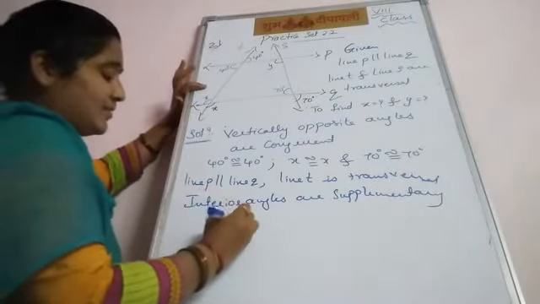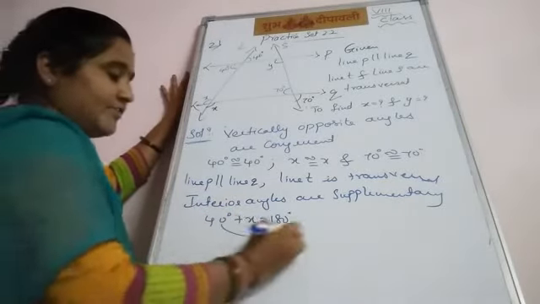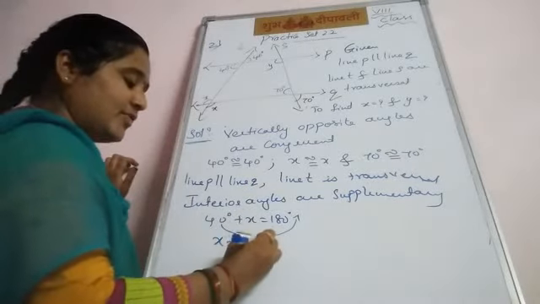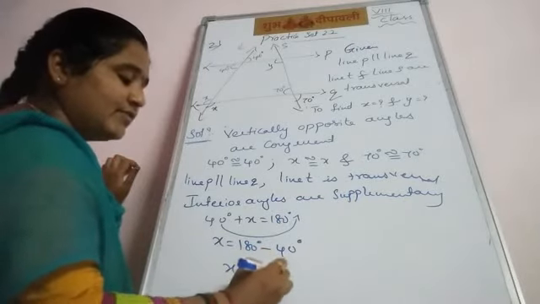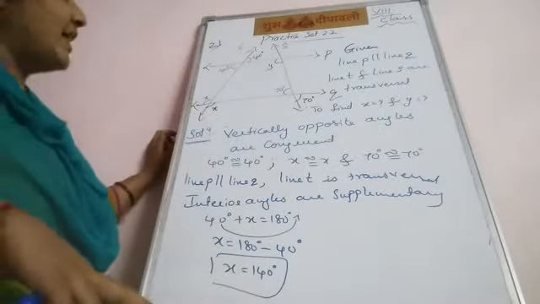40 degrees plus x equals 180 degrees. The 40 degrees is sent to the right side. x equals 180 degrees minus 40 degrees. x equals 140 degrees. You got the value of x. Now what remains? y.